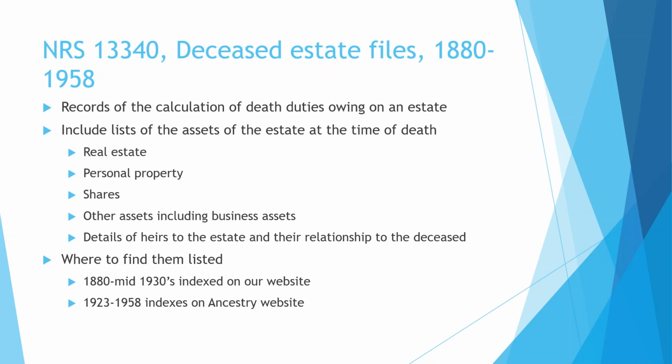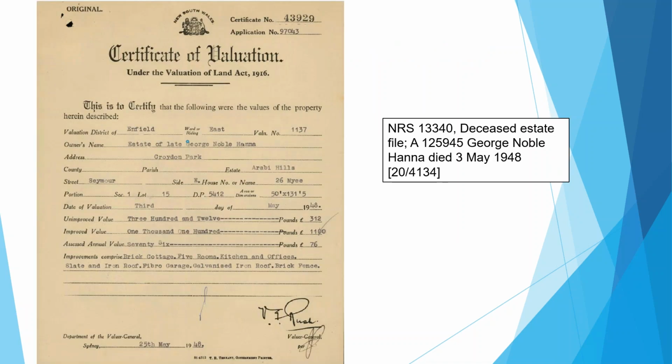With the Ancestry indexes, it's a card. You write down the number on the top right-hand corner. That's the deceased estate file number. Then the files are held at our Western Sydney Record Centre. So you come to the reading room or you can order copies via our copy service and we'll copy those and post them to you, or you view them in the reading room.